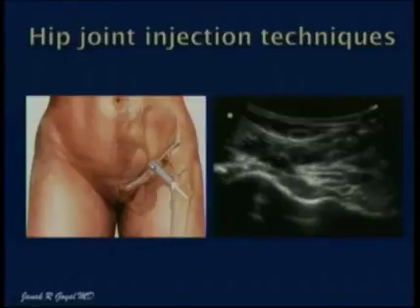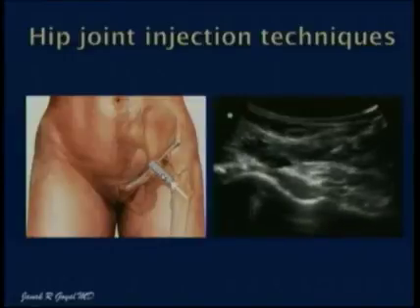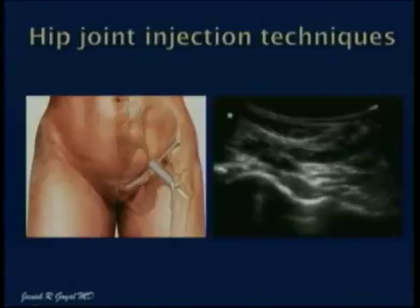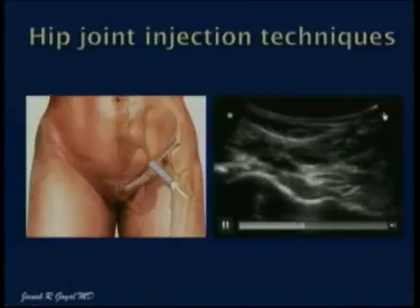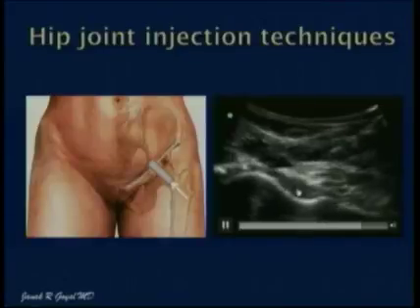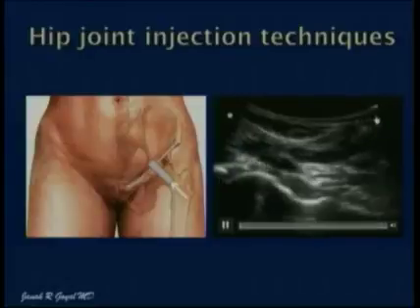So I will place my transducer on the femoral neck, almost in the middle of the inguinal ligament, and then go from distal to proximal and inject into the anterior recess of the hip joint capsule, as in this video.